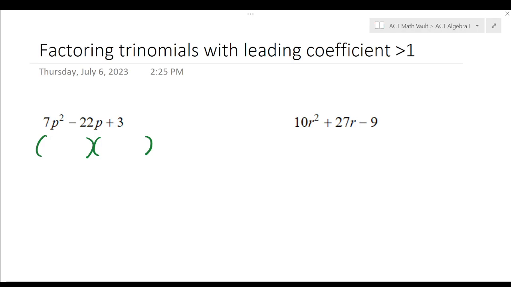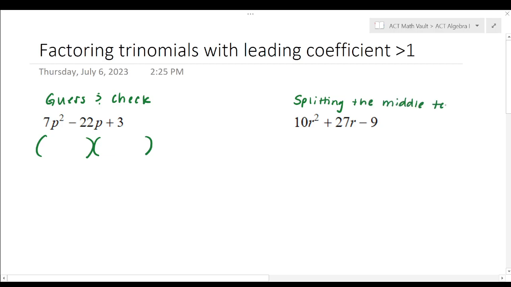The first problem I want to use a method called guess and check. And then the second problem, I'm going to use a method called splitting the middle term.